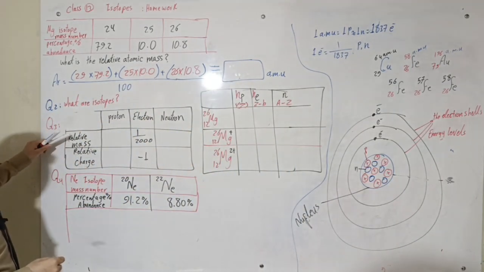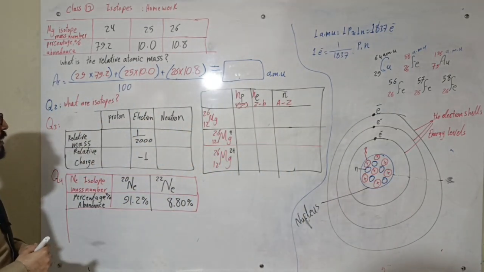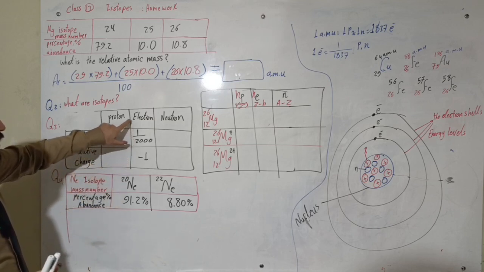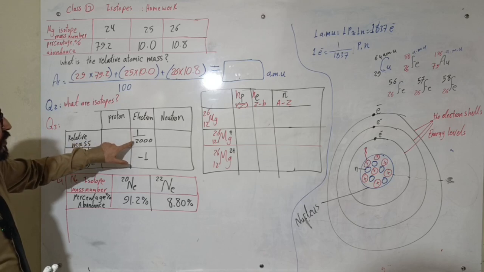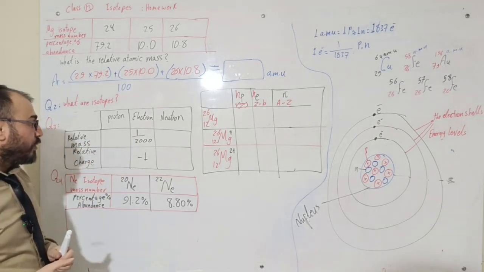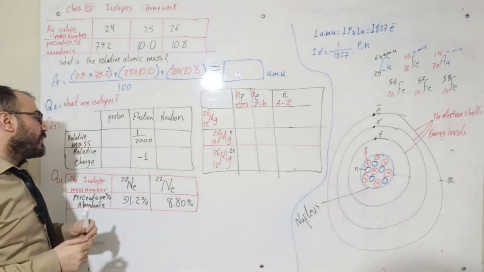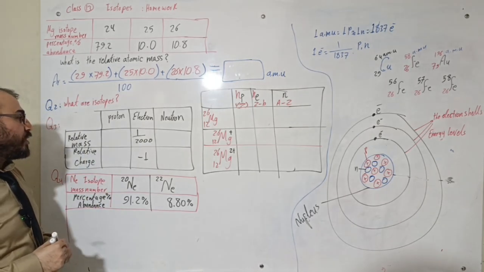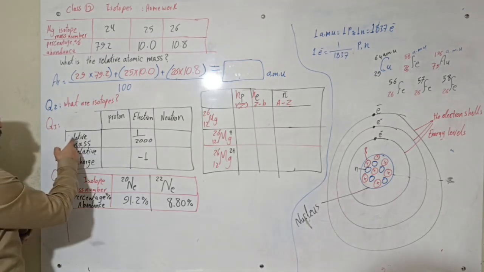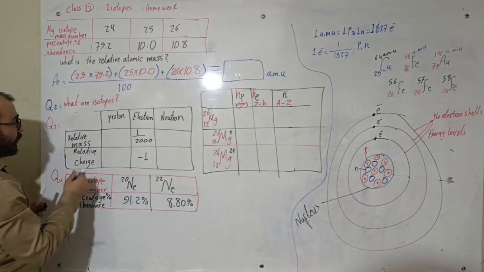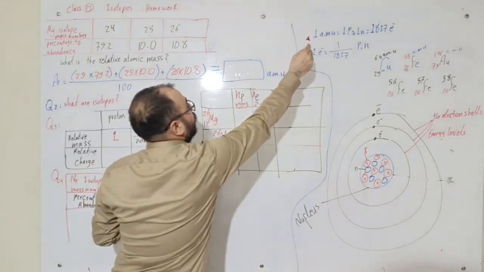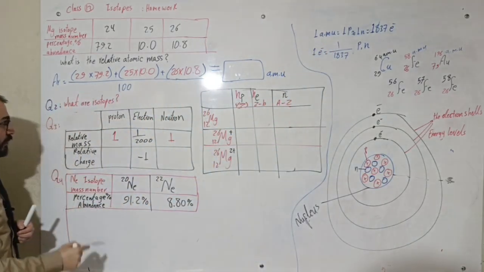Question number 3. This is a chart of subatomic particles. We need to write their relative masses and their relative charges. Here again, I have this notice that the electron's mass is 1 over 1837, but in the IG and the AS books, in the British syllabuses, it is mentioned as 2000, but it's not a problem for us. So the proton's relative mass is 1, neutron 1, which is equal to 1 AMU.